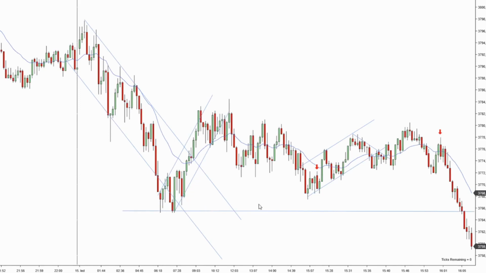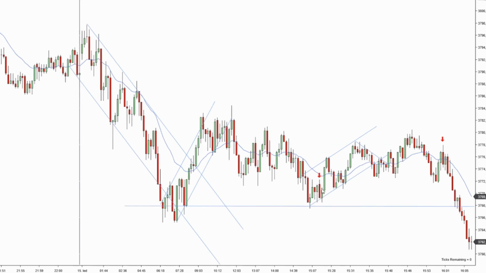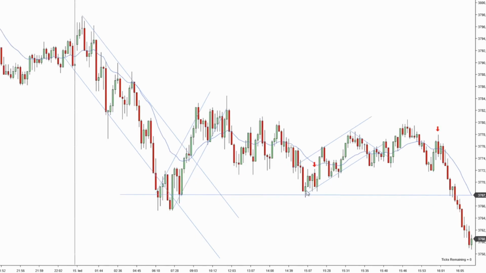So initially, I was thinking there's a little bit more room to the support. But unfortunately, it ended up being a little bit too close. And I had my first loser here, cannot really sweat it. That will happen. And once again, so we reverse from here.